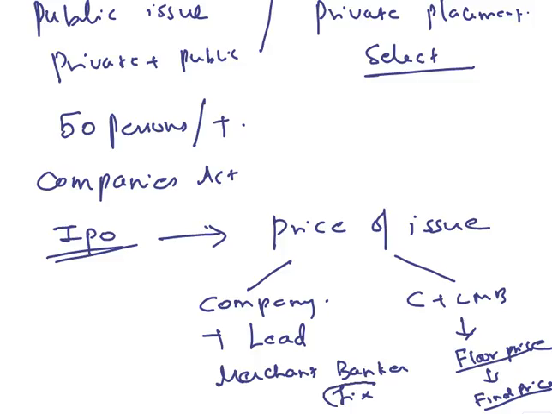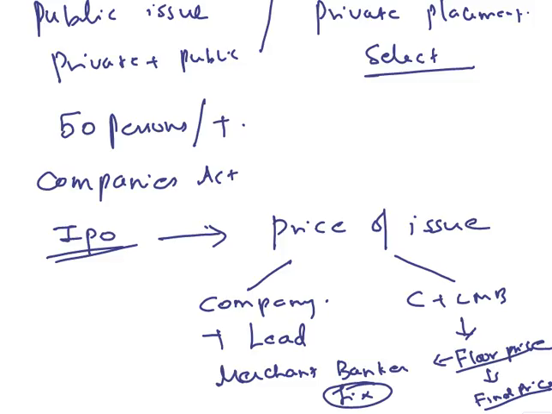In the first way they fix the final price itself, but in this case, first the floor price, which is a minimum price of the security, will be decided and they will roll it to the market to find how much demand there is, how much premium the customer is ready to pay for it, or what discount the customer is asking for. It is actually being decided in the market. So these are the two ways the price of the issue will be decided.